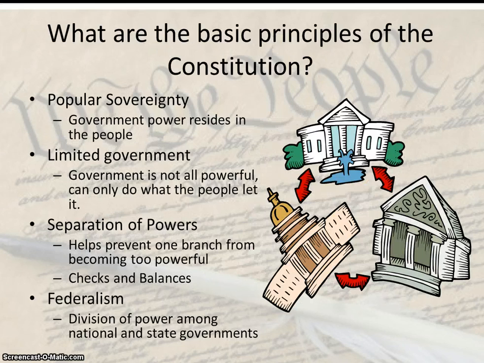All right, your basic principles of the Constitution, there are 7 of them, and it's very important that you remember all of them. First up, we have popular sovereignty. And that's that the government's power, I should say, resides in the people. So we, the people, people rule. Always, always remember that. Popular, people, sovereignty, rule. People rule.